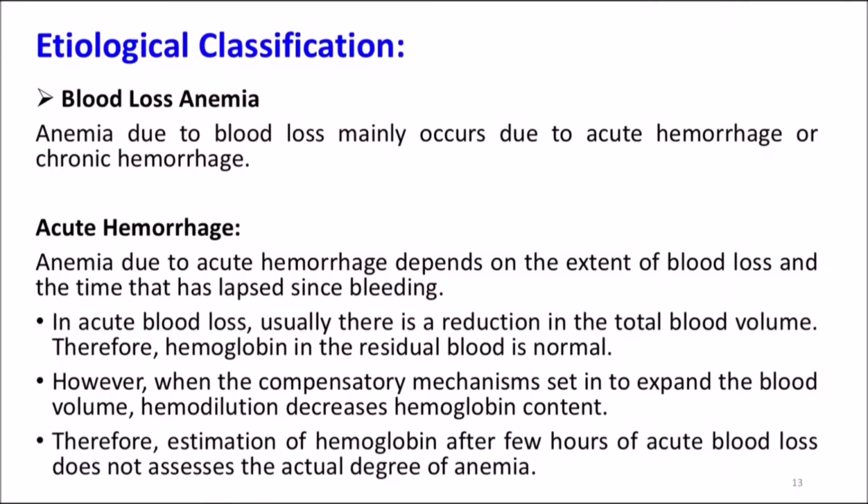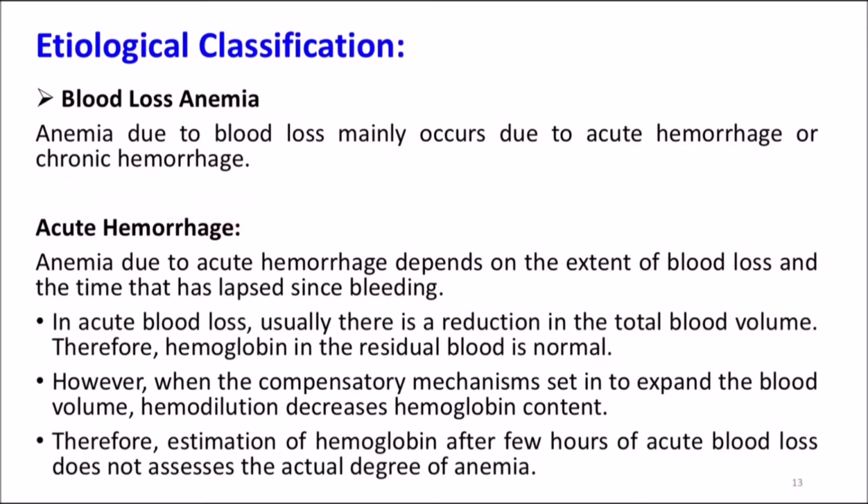The next type of classification is the etiological classification. Mainly there is blood loss anemia. I told you there is increased red cell destruction or decreased red cell production. So, blood loss anemia. Anemia due to blood loss mainly occurs due to acute hemorrhage or chronic hemorrhage.